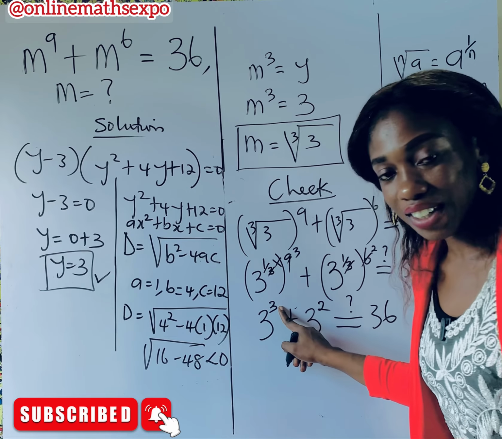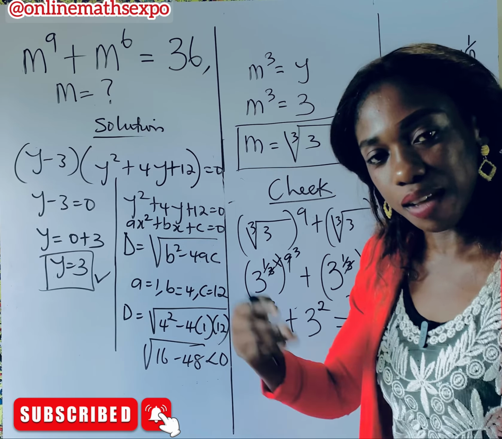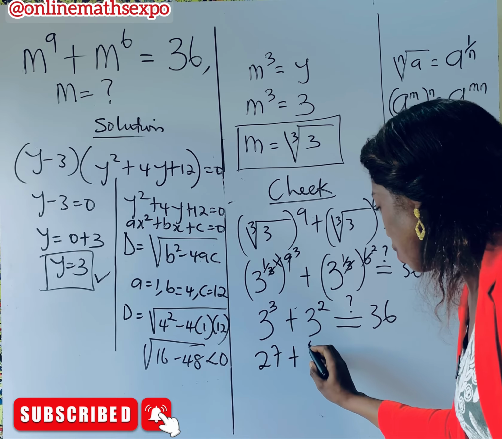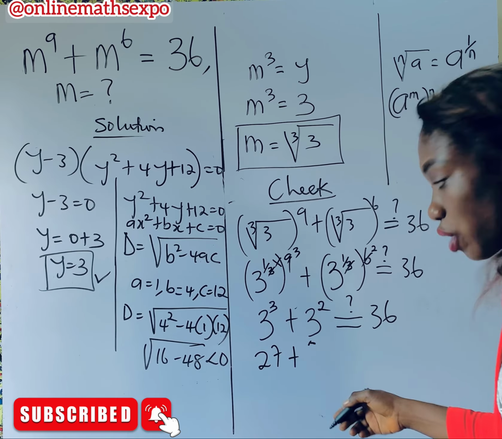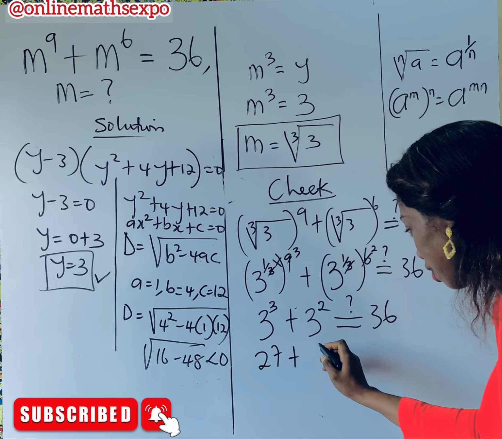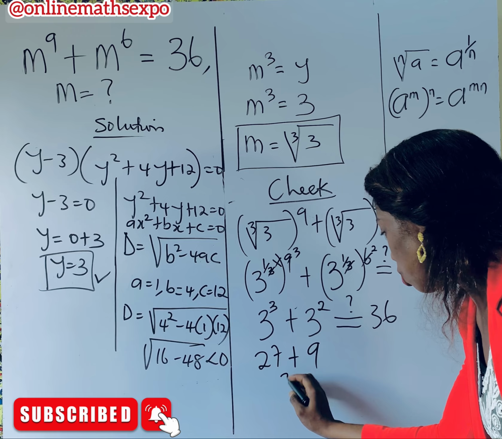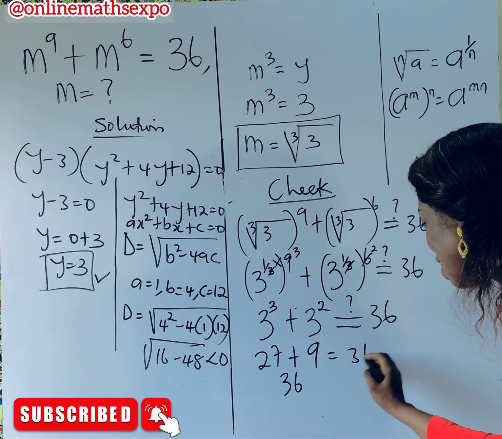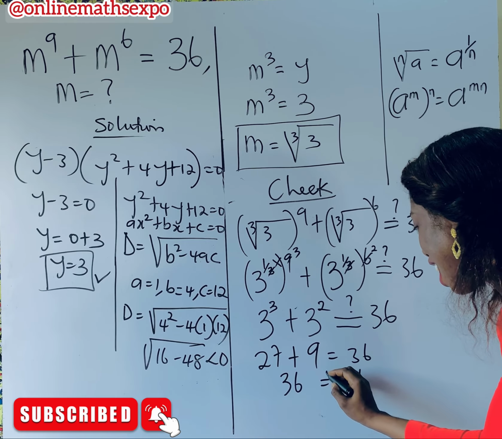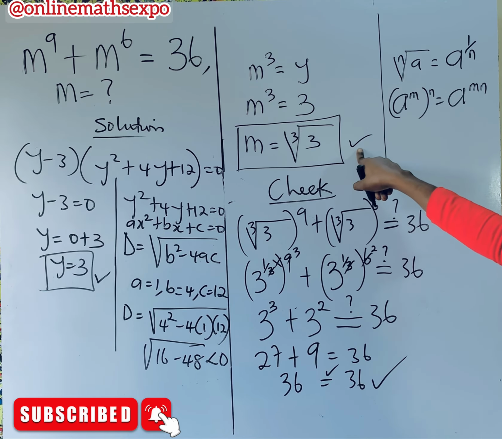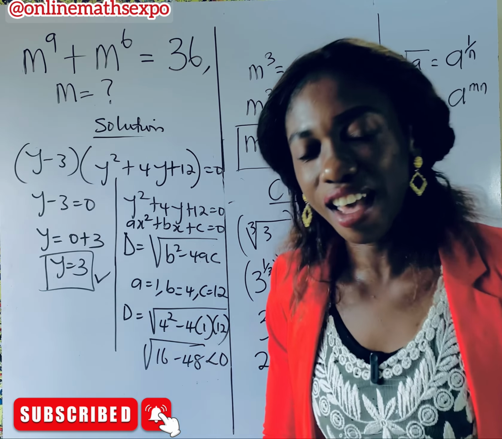3 raised to power 3, remember, is 3 times 3 times 3 to give you 27. And this will give you 9, since 3 times 3 will give us 9. So we have 9. And if you add this, this will give you 36. And it's the same thing with what we have at the right side. So we conclude that our m is this for the real value of m.